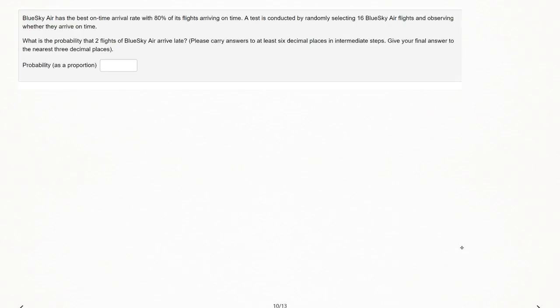So a problem here is Blue Sky Air has the best on-time arrival rate with 80% of its flights arriving on time. A test is conducted by randomly selecting 16 Blue Sky Air flights and observing whether they arrive on time. What is the probability that 2 flights of Blue Sky Air arrive late? And then it says, please carry your answer to 6 decimal places. So that 2 flights arrive late.